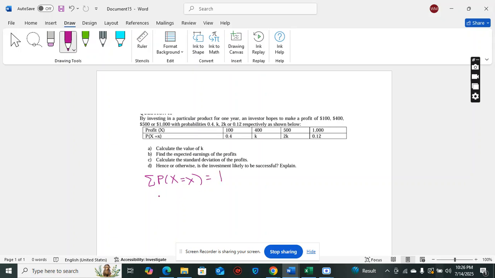Then we make the equation now. We say 0.4 plus k plus 2k plus 0.12 equals 1. So colleagues, let's solve for k.